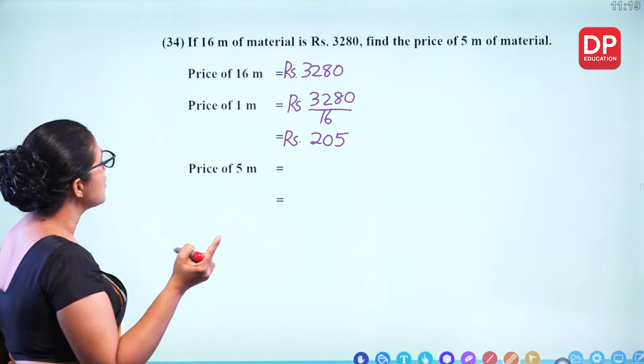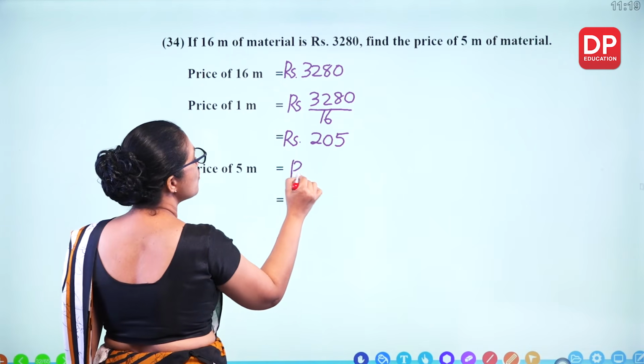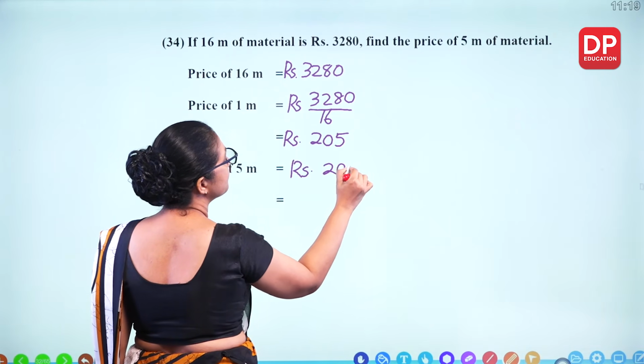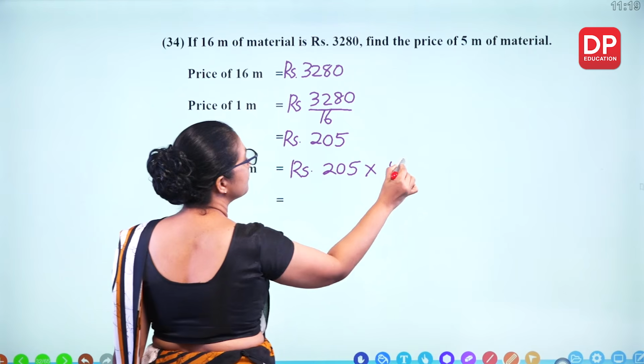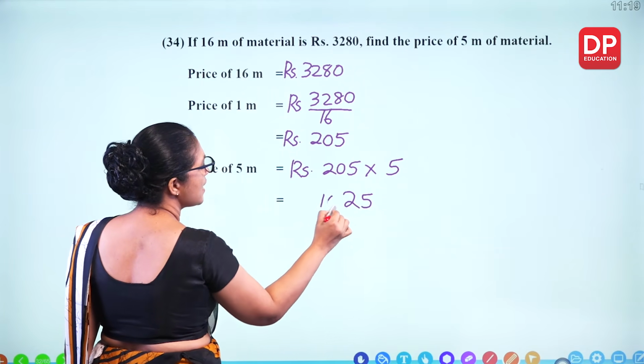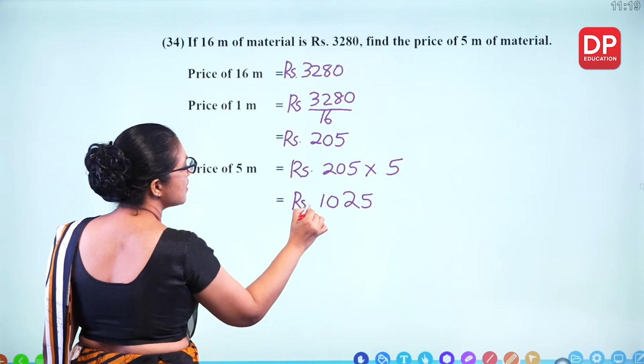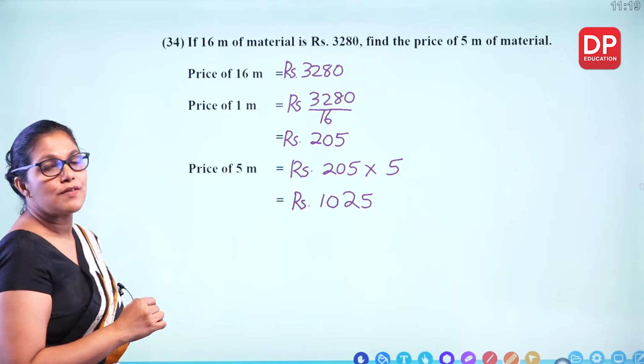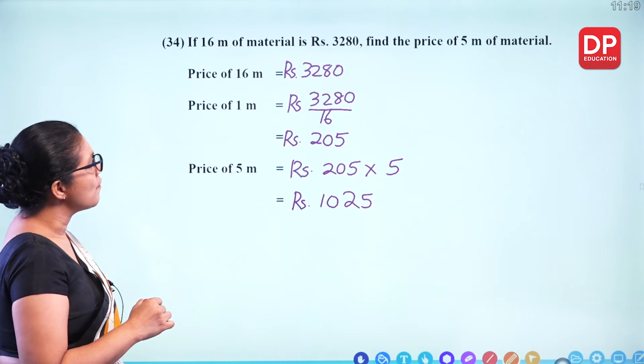So what about price of 5 meters? So you multiply by 5. 5 times 5, 25. 5 times 2, 10. 1,025 rupees.